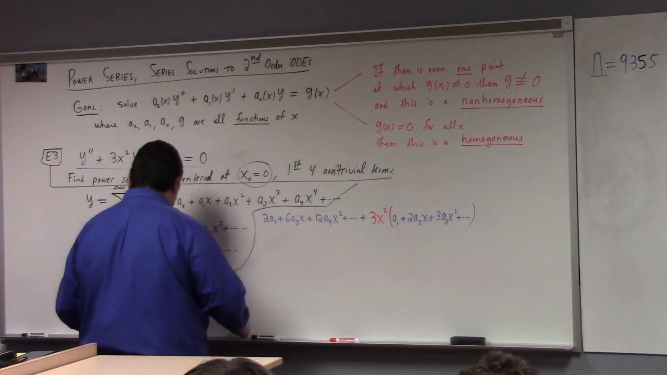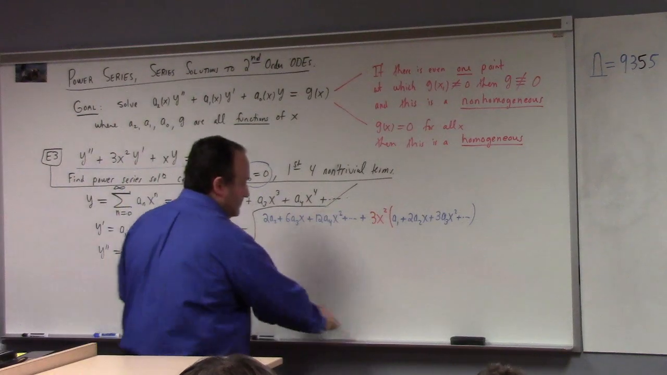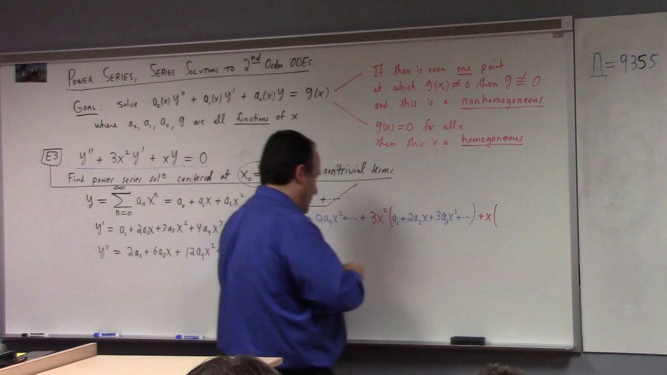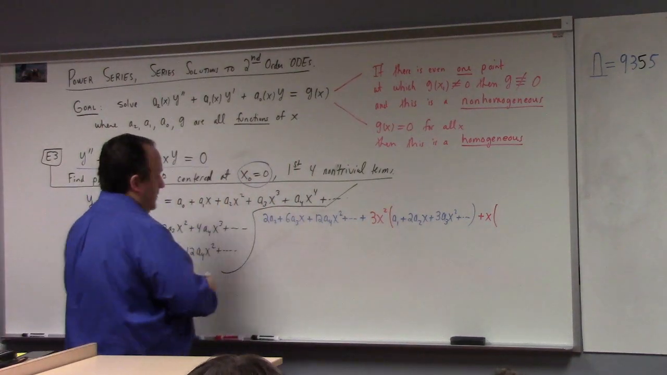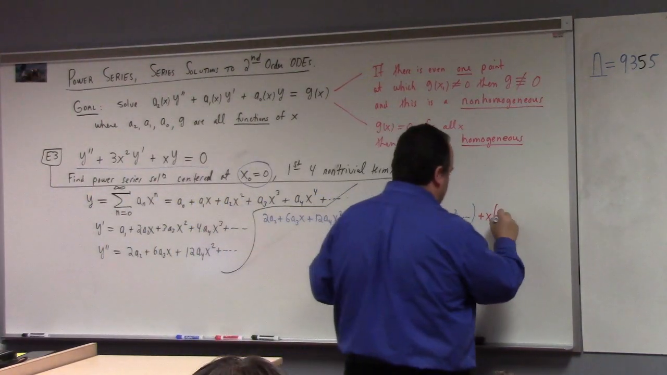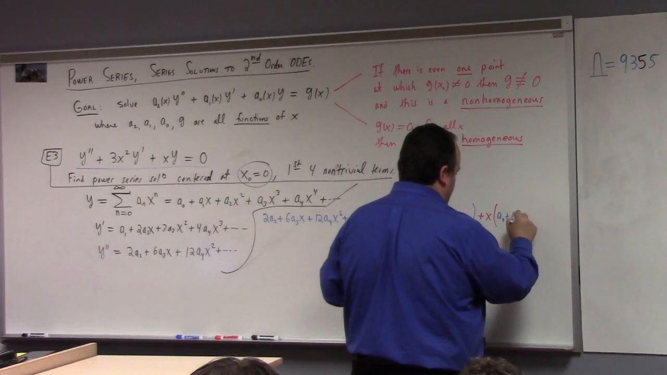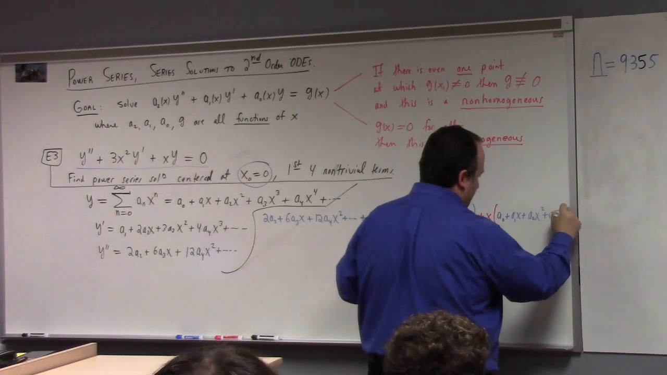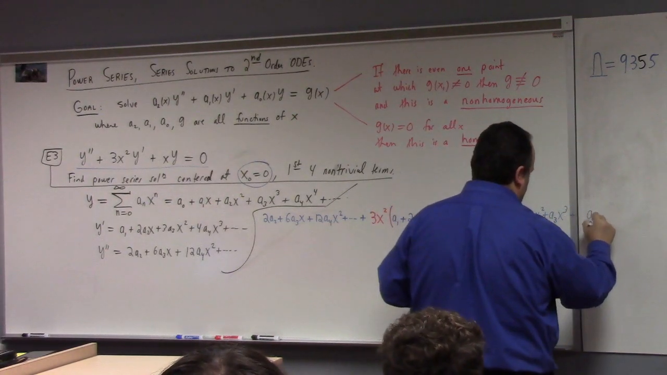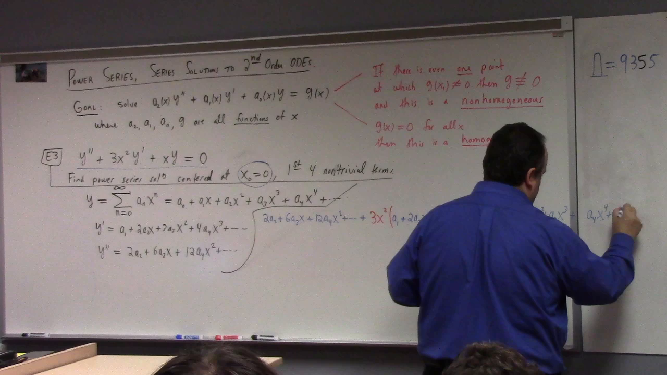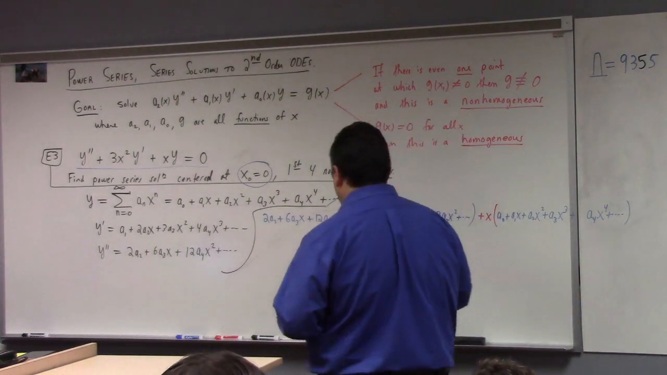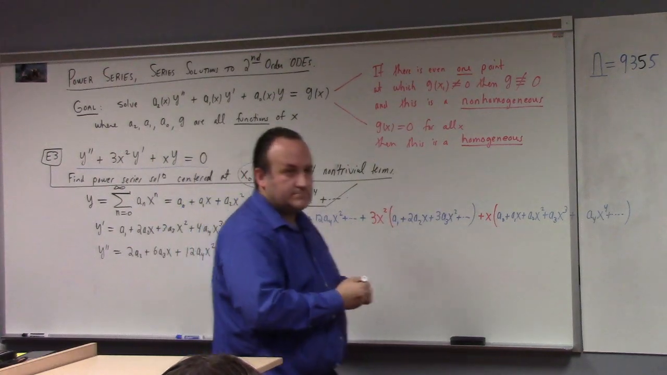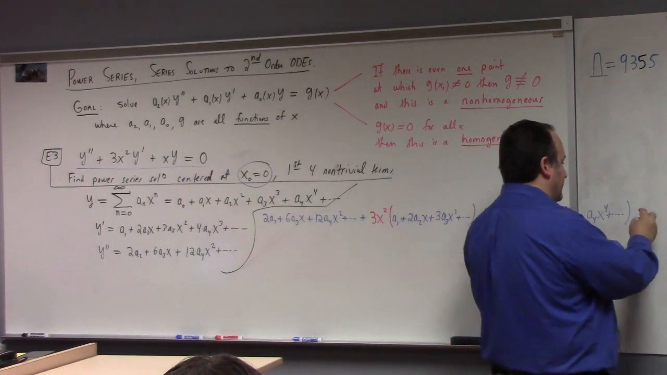And then I've got x times y, right? And again, my y is a0 plus a1x plus a2x squared plus a3x cubed plus a4x to the fourth plus ... All of that is equal to what? Equal to 0.